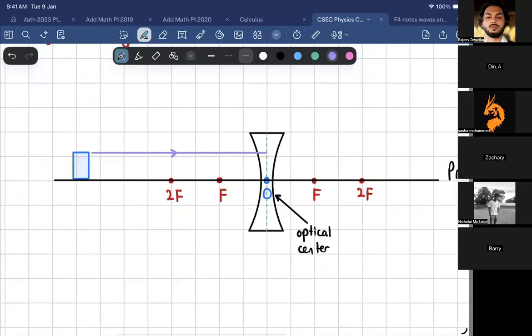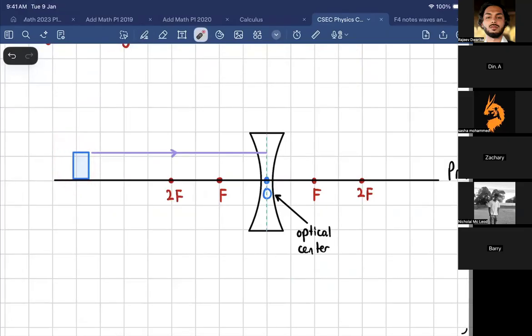Do we understand that so far? Imagine you have an object here. Once we have light, this object is going to emit light rays. Isn't that how we see things? We see things because there's light. Yes, sir. Right. So we have a light ray, and the light ray is going to enter the lens.